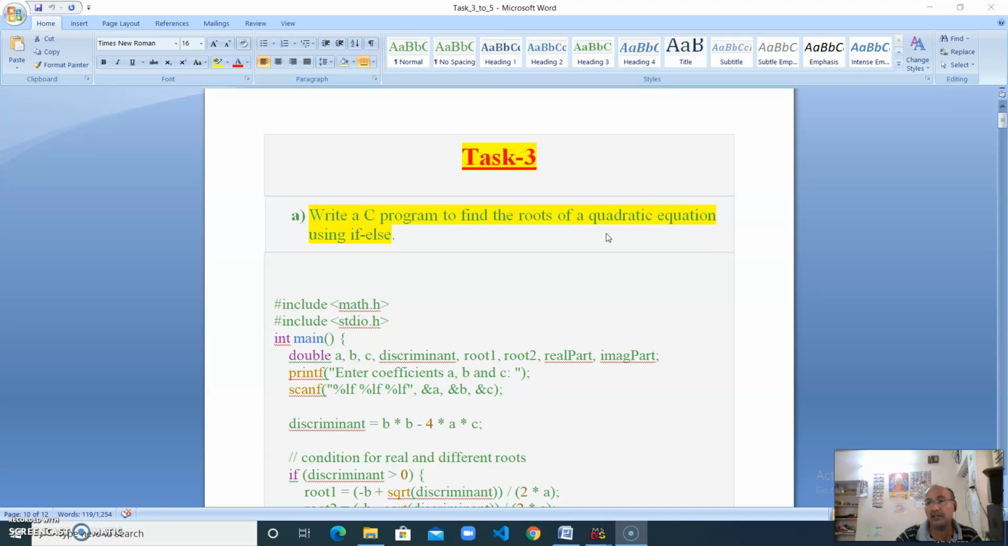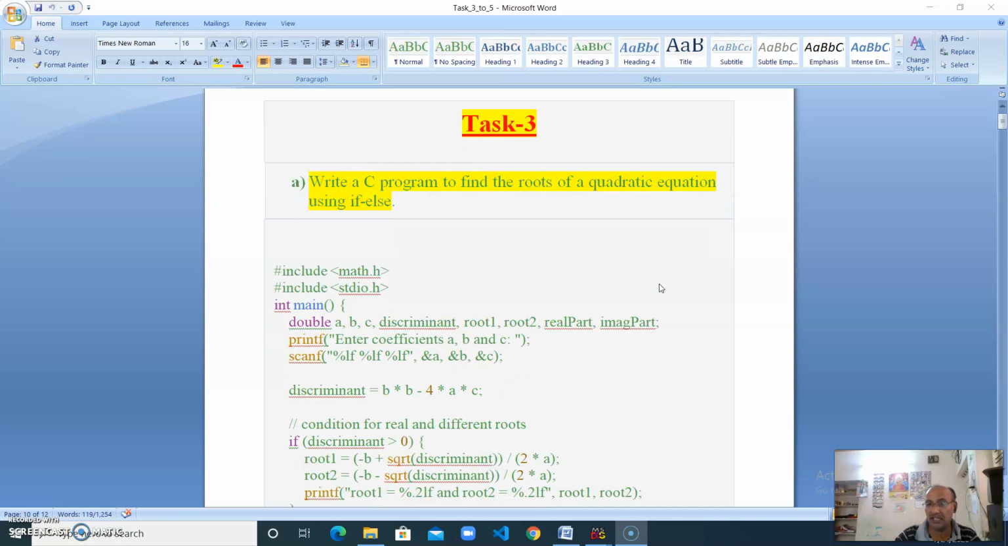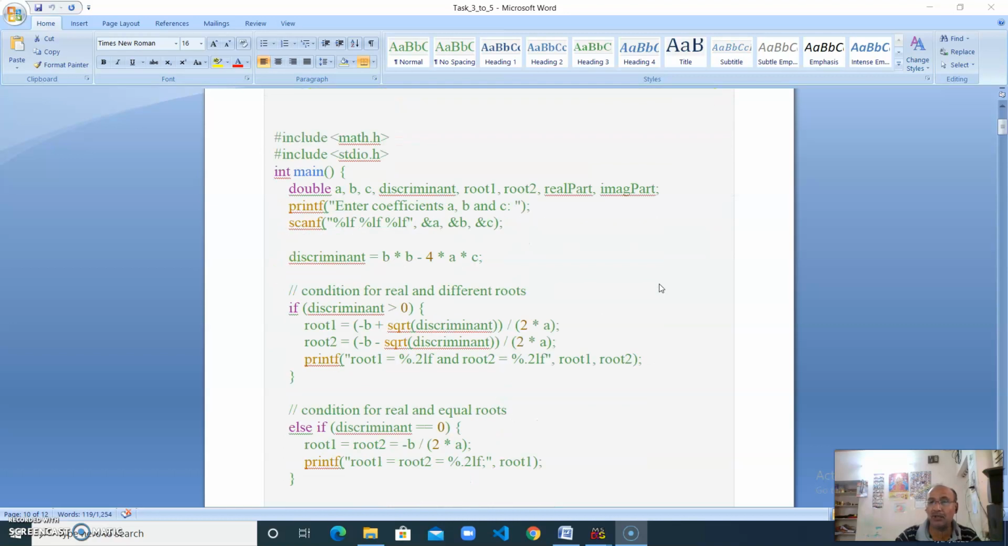Depending upon the discriminant, the roots of the quadratic equation will change. If the discriminant is greater than 0, then roots equal minus b plus or minus square root of b square minus 4ac by 2a. If it equals 0, then root 1 and root 2 equal minus b by 2a.